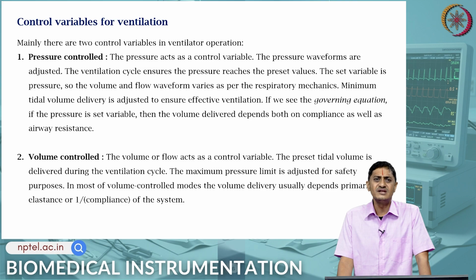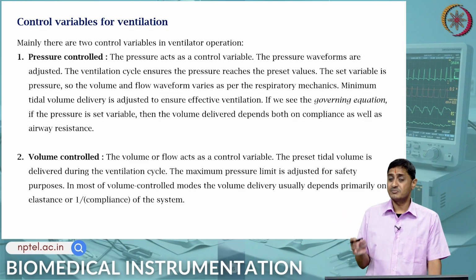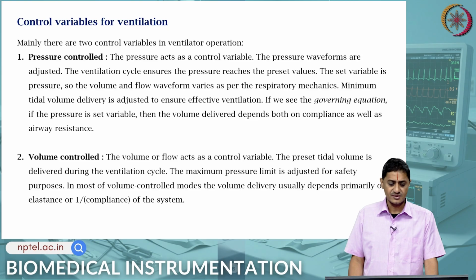What are the various control variables? Mainly there are two control variables in ventilators. One is pressure, which acts as a control variable. There are pressure waveforms that are adjusted. The ventilation cycle makes sure that the pressure reaches the required value, the preset set point. In this case the set variable is pressure, so volume and flow will change according to the mechanics. Volume and flow are emergent phenomena, while pressure is actively controlled in this case.